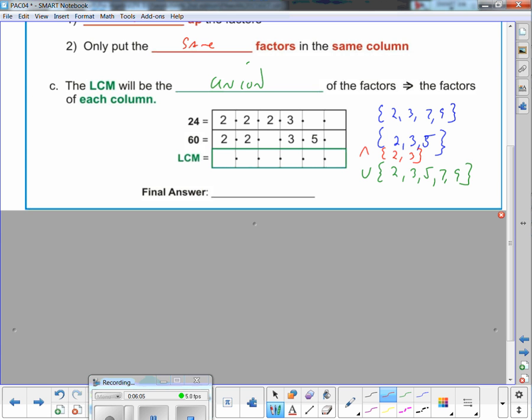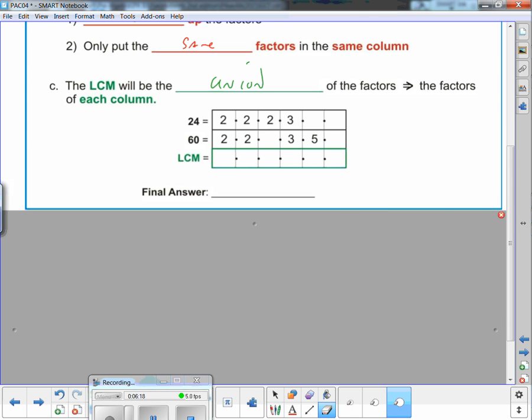Dearly beloved, we are gathered this day to join this man and woman in holy matrimony, right? It's a union. You're putting together is what you're doing. So you'll get more aspects of union and intersection later on in your math career.